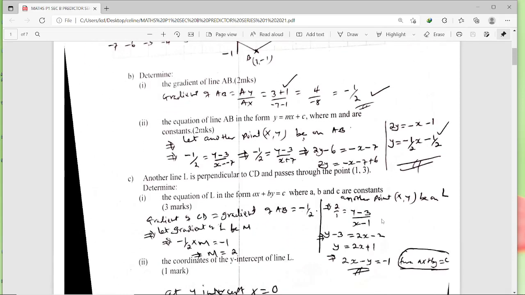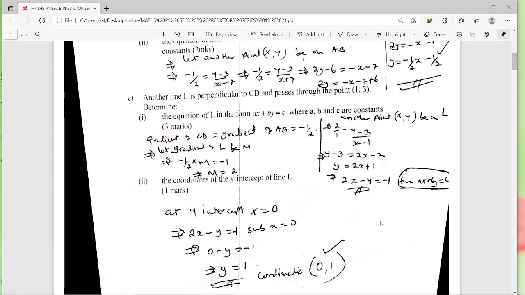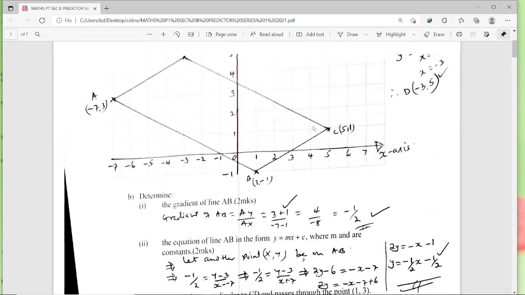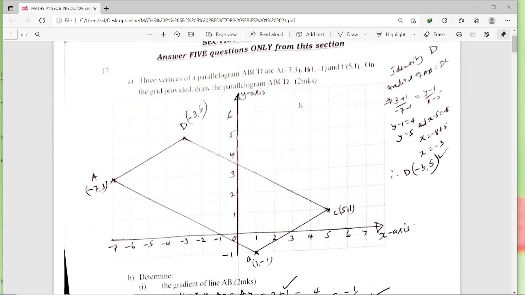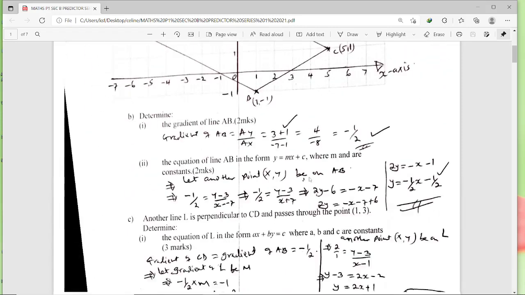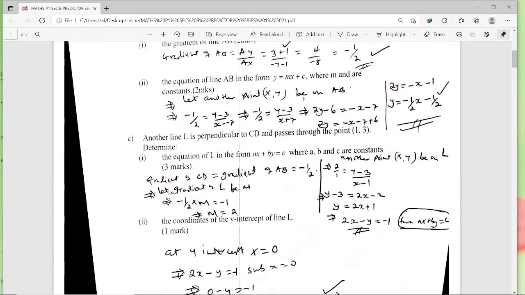Then you go to the next question, part C, that another line L is perpendicular to CD. We have CD here and a line which is perpendicular to CD here, at the point we call (1, 3). That is what we are told. So we determine the equation of L, that is a perpendicular line to CD.